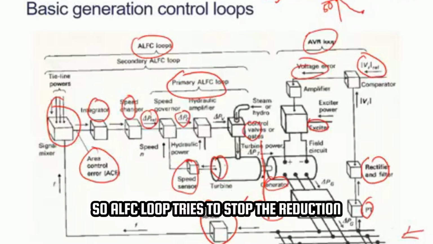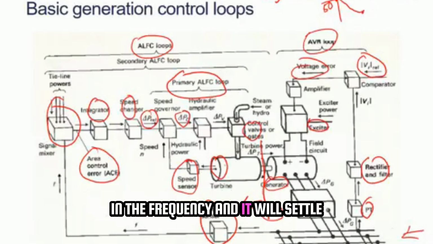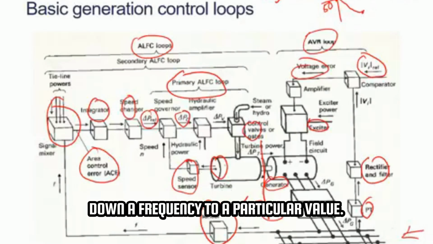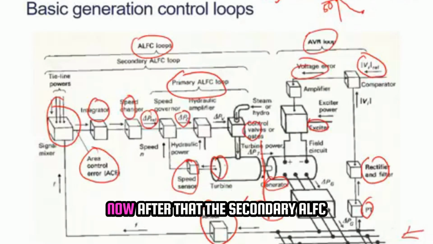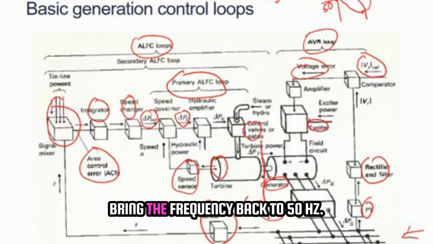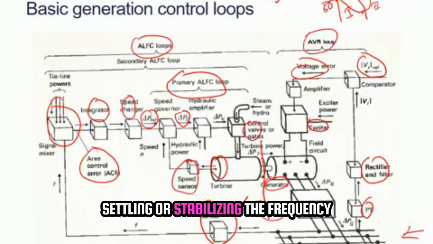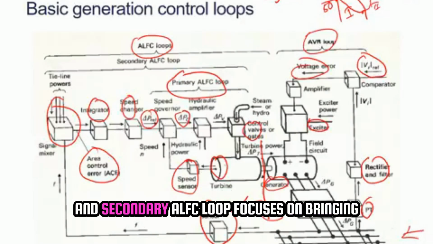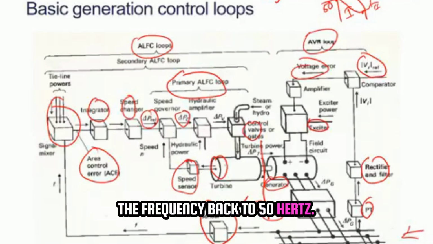So the ALFC loop tries to stop the reduction in the frequency, and it will settle the frequency to a particular value. Now after that, the secondary ALFC loop gets activated, and it will try to bring the frequency back to 50 Hertz. So the primary ALFC loop focuses on settling or stabilizing the frequency, and the secondary ALFC loop focuses on bringing the frequency back to 50 Hertz.